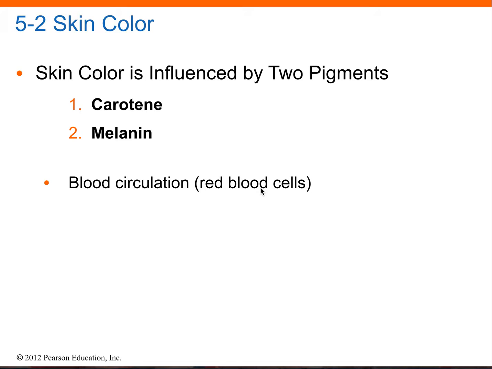Let's continue. These are two pigments that are found in the skin. Carotene is orange, melanin is brown. Carotene comes from carrots. Well, it doesn't come from carrots, but the orange color that you see in carrots is associated with the beta carotene that you find in it.